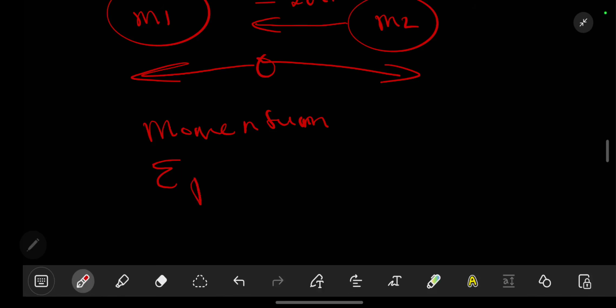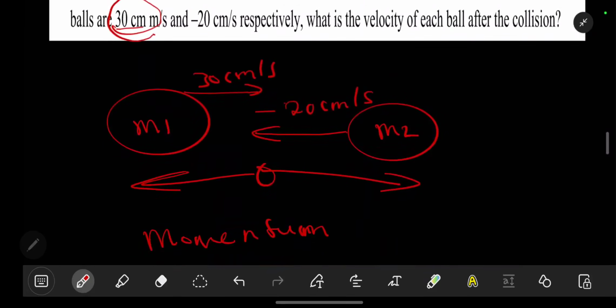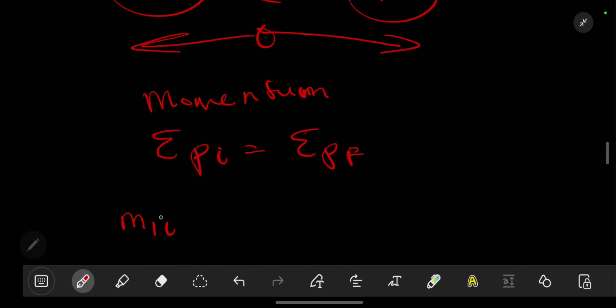So we said the summation of the initial momentum is equal to the summation of the final momentum, which will be, if let's say we have two balls, M1 initial plus M2 initial should be equal to M1 final plus M2 final, like that.